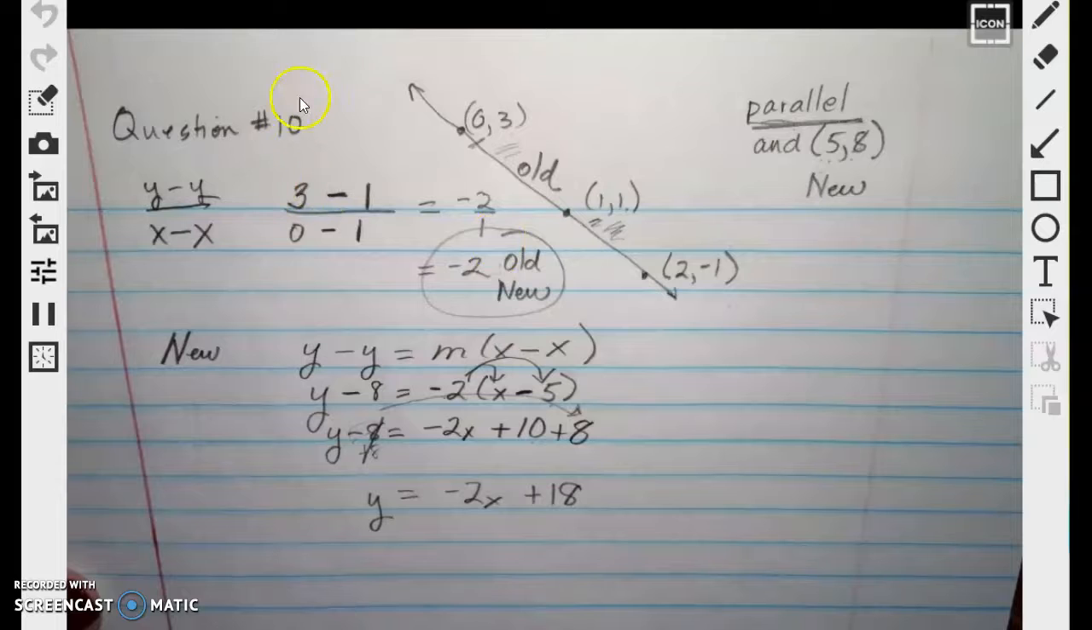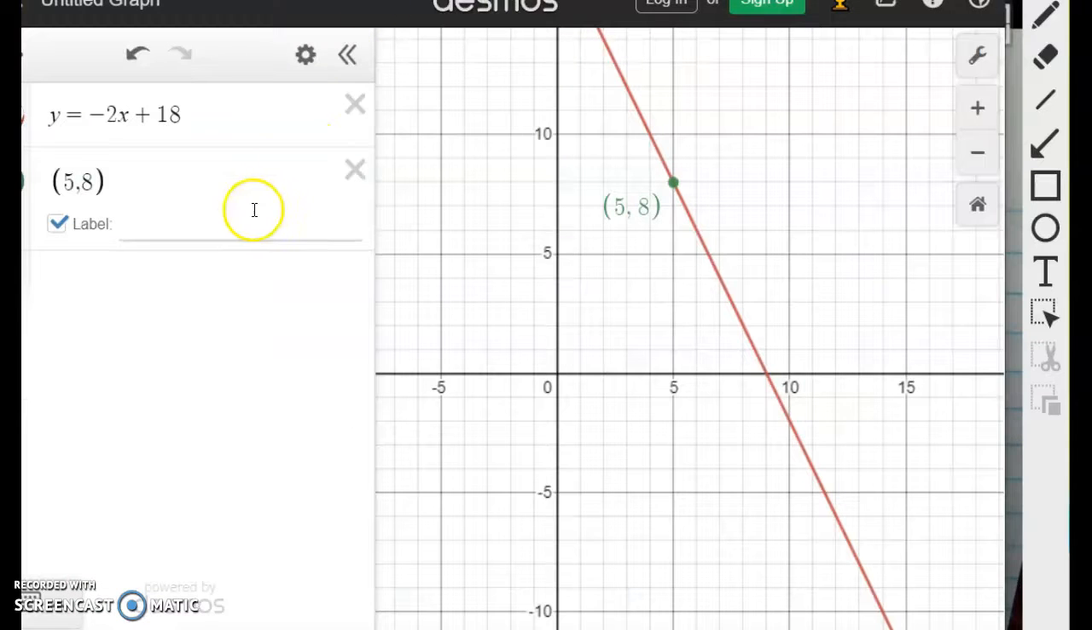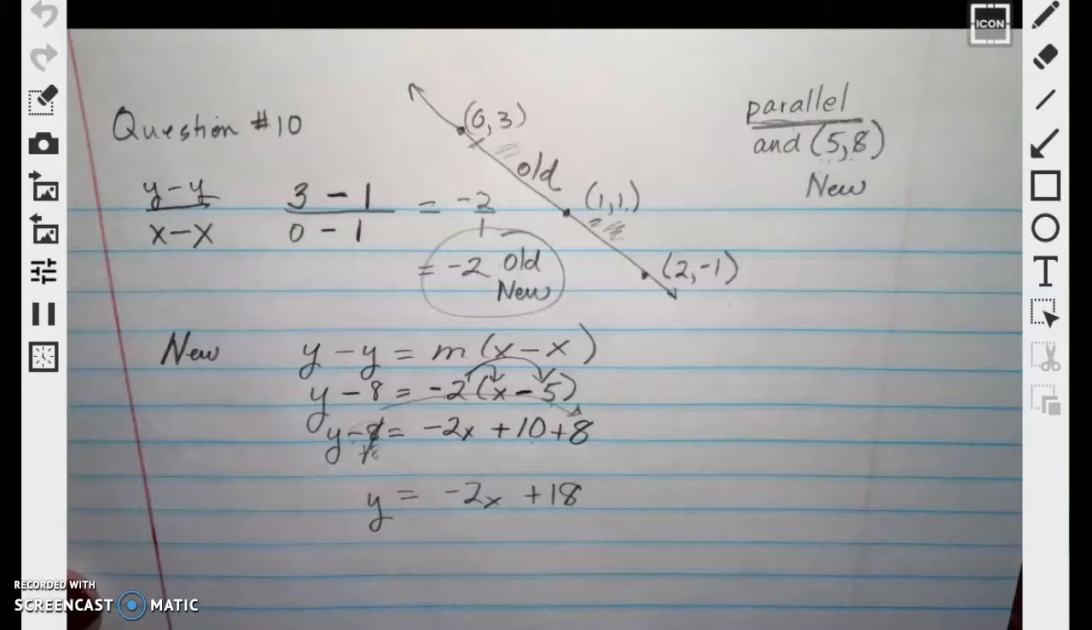Now, I was thinking if you wanted to go over to Desmos real quick and just check something, here's how you could do it. What if I put my answer in, negative 2x plus 18, and I put my new point in, (5, 8), and check to see, does my line run through (5, 8)? Does my line look a lot like the line in my question? Yes, it does. It has the same slope. It has the same slant. So I could use Desmos to go check to make sure that my new line is running through the point that it's supposed to be running through.